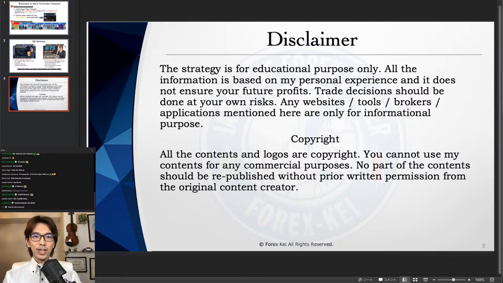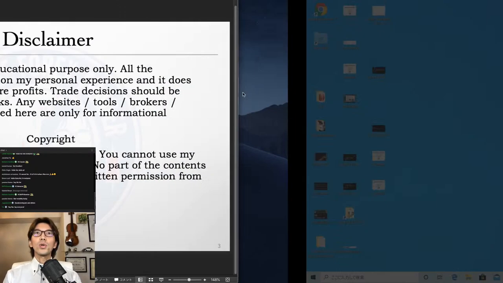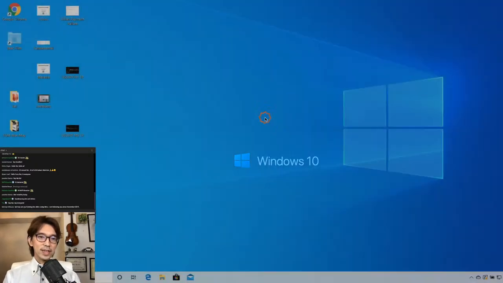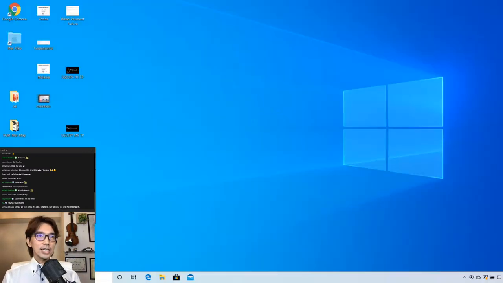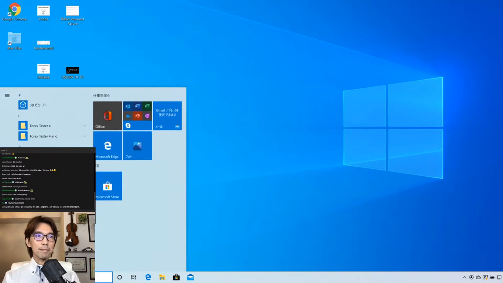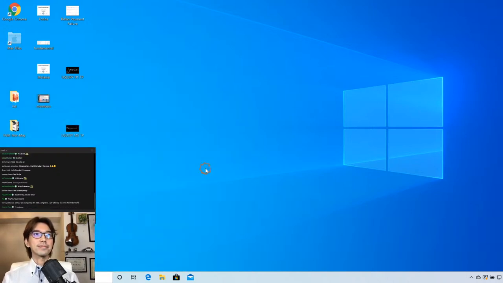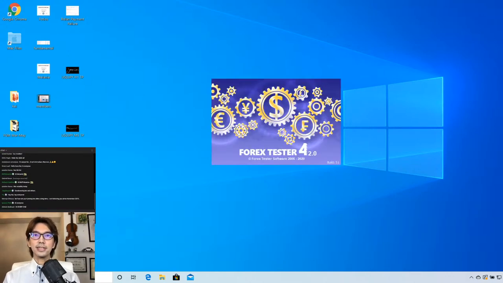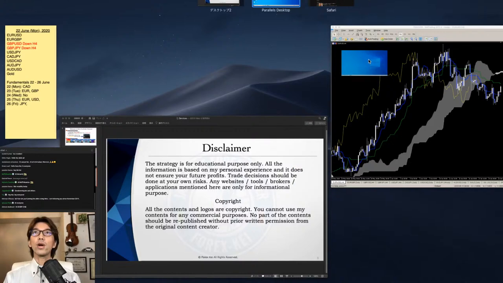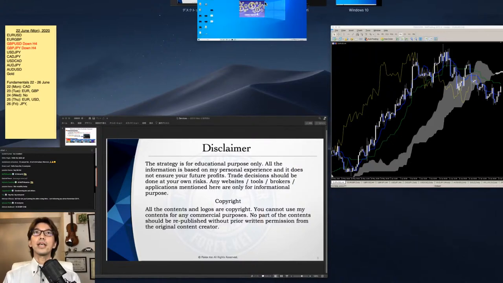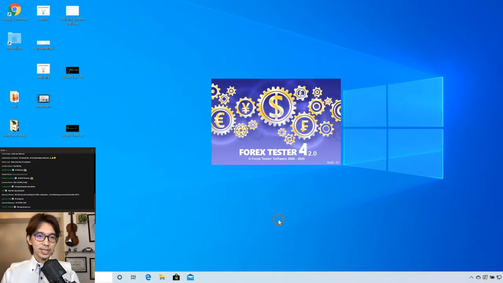Okay, with that being said, let's get started on the topic now. So here is Windows, and I will launch Forex Tester 4. So let's see. Hold on, let me just put this one up here. And there we go, so that I can see both screens now.